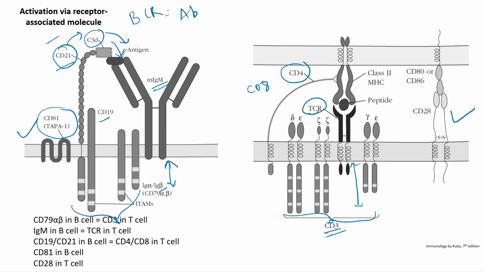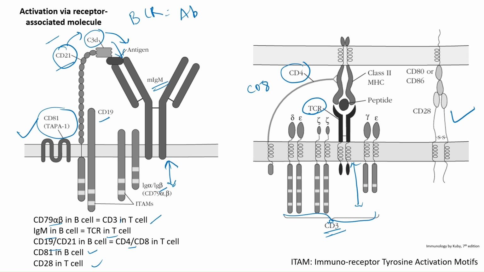What is different in B cell and T cell is this CD81 in B cell and this CD28 in T cell. So here it is written CD3 alpha beta or Ig alpha beta in B cell and CD3 in T cell is equivalent. IgM in B cell, TCR in T cell equivalent. CD19 and 21 and CD4 and 8 in T cell equivalent. The difference is B cell contains CD81, T cell contains CD28.